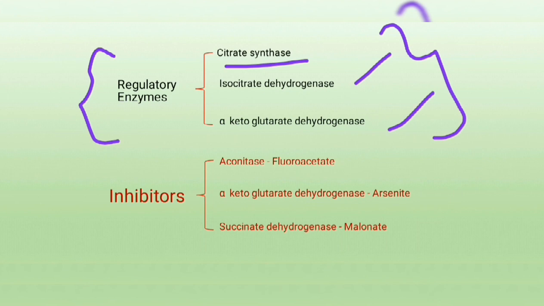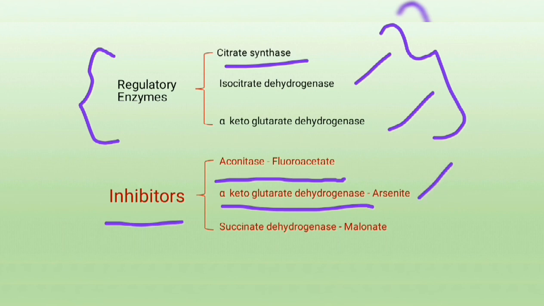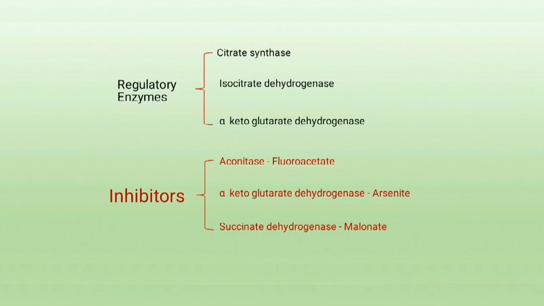And we also have the inhibitors, that is the second enzyme, aconitase, which was inhibited by the fluoroacetate, and alpha ketoglutarate dehydrogenase, which can be inhibited by the arsenite inhibitor, and succinate dehydrogenase can be inhibited by malonate. So the TCA cycle pathway can either be regulated at the regulatory enzymes, the regulatory points in the TCA cycle, or also can be regulated with the help of the inhibitors.